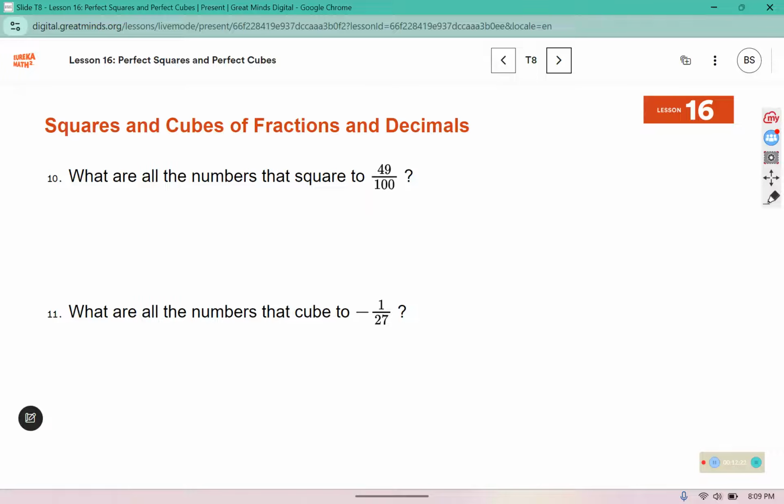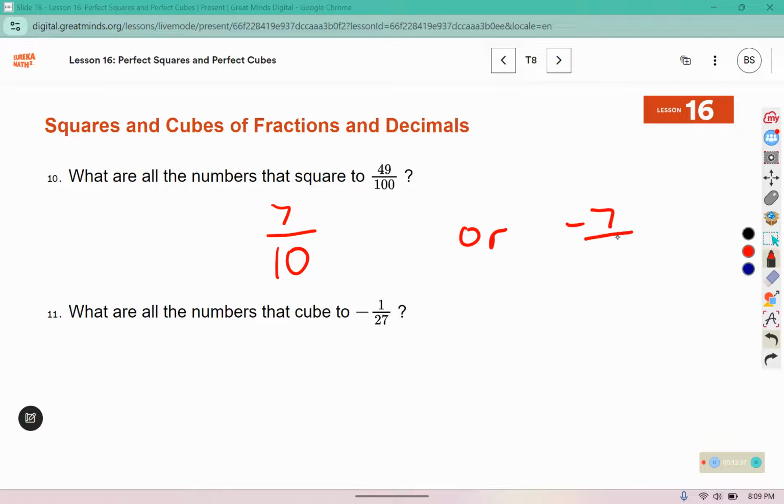So what are all the numbers that square to make 49 over 100? Well, 49 is 7 times 7, and 100 is 10 times 10. So this is one of them. Or we could have -7/10 as well, because -7 times -7 would make positive 49.